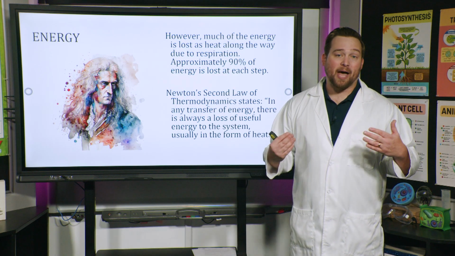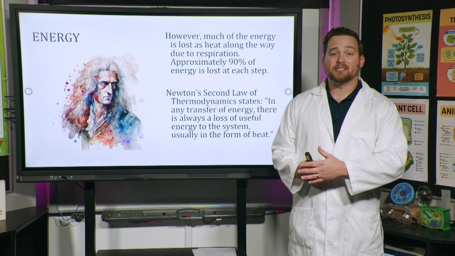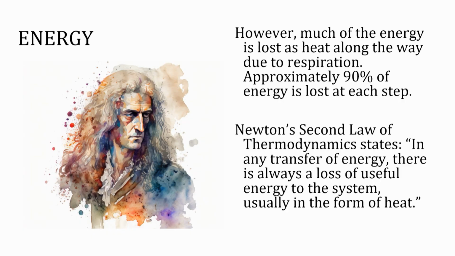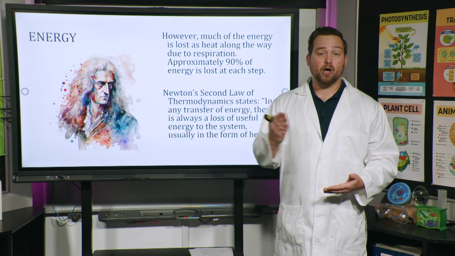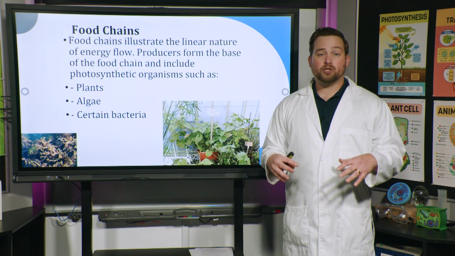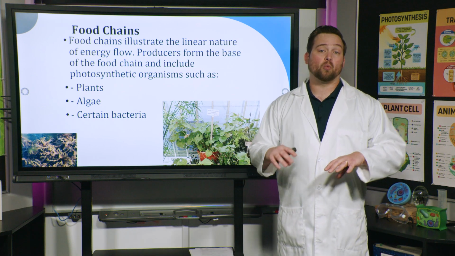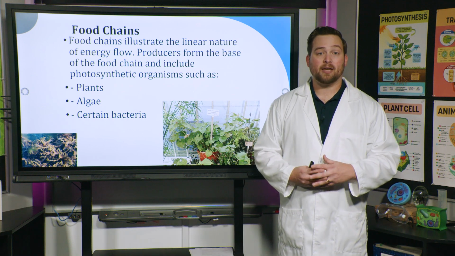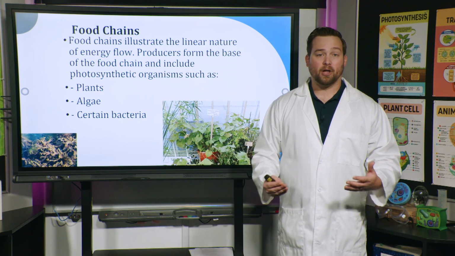This really comes back to Isaac Newton's second law of thermodynamics. It says in any transfer of energy, there's always a loss of useful energy to the system, usually in the form of heat. And he was right. You only get about 10% of that energy going from one part of the food chain to the next. Food chains, again, on planet Earth, all food chains really start with producers. Food chains can illustrate the linear nature of energy flow.